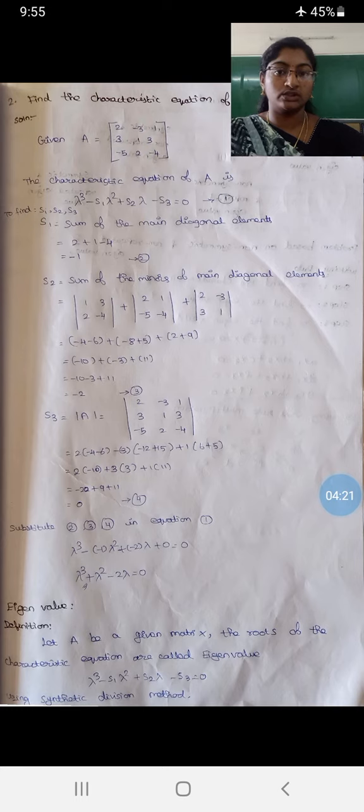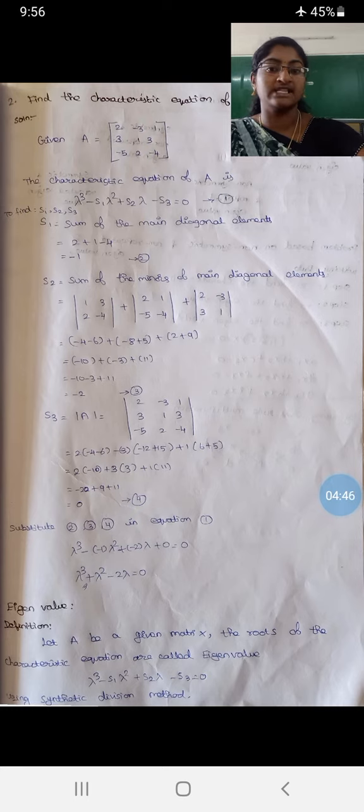S1, we already know, is the sum of the main diagonal elements. This is the same as in a 2 by 2 matrix. So the main diagonal given here is 2, 1, minus 4. We have to add all of them, and also there is a minus sign on the element 4. So 2 plus 1 minus 4, 3 minus 4. So our answer is minus 1. Mark this as second equation.